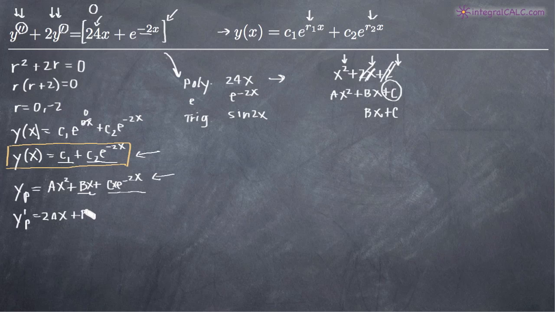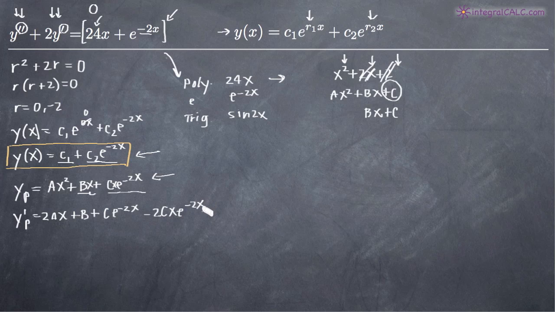plus b. And then here, for cx e to the negative 2x, we'll need to use the product rule. We'll treat one function as cx and the other function as e to the negative 2x. And when we take the derivative of that using product rule, we'll get c e to the negative 2x and then minus 2cx e to the negative 2x.